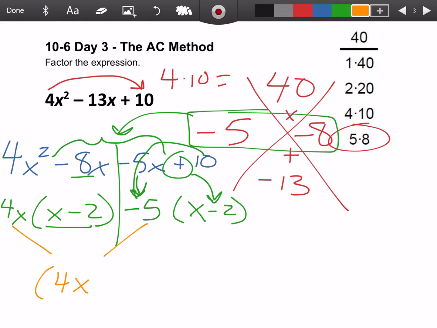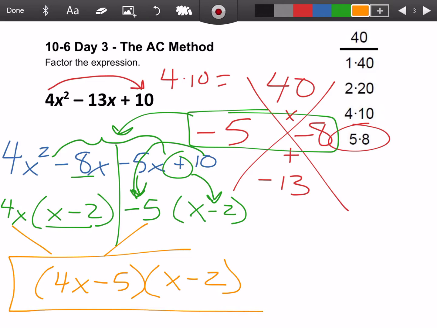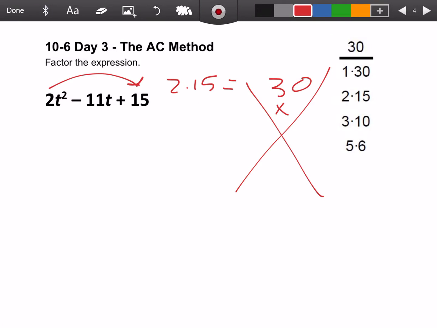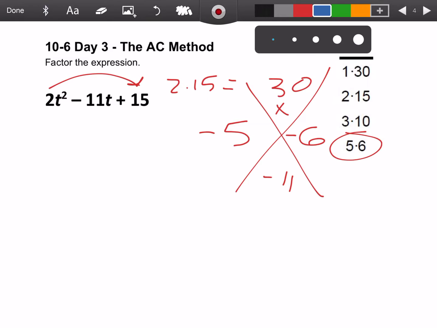So here we have our final answer, 4x minus 5, and then we have x minus 2. And that would be our factored form for this trinomial. We have one more example here. We'll go 2 times 15. Well, 2 times 15, that's going to equal our 30. Put that into our diamond. We have negative 11. This is a lot like the last example. 5 and 6, they're going to add to 11. But they need to add to a negative 11. So if we make them both negative, they will still multiply out to a positive 30.